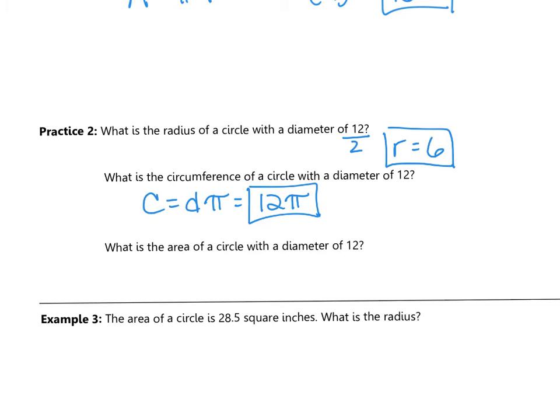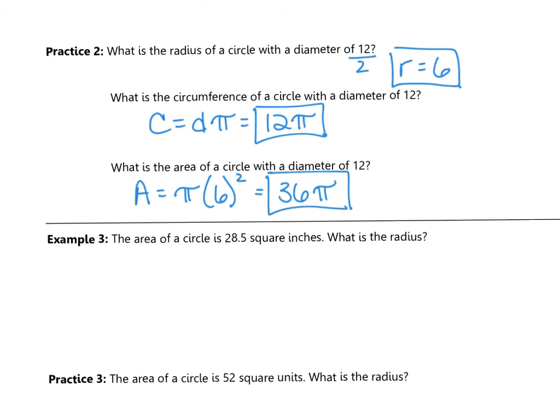And then for area, we have to use the radius that we found in that first part. We're going to do pi times the radius squared. So 6 squared gives us 36. Our answer is 36 pi. Okay? All right, moving on to example 3.